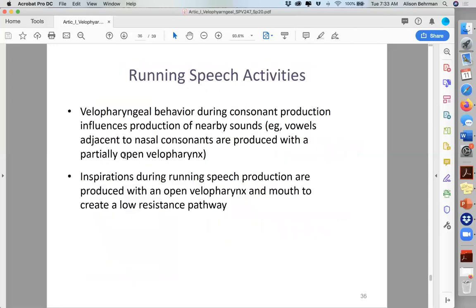Slide 36, during running speech, that is connected speech, when we're talking like I am now, the velopharyngeal port must open and close very rapidly to accommodate the different speech sounds and the non-speech inhalation. So I talk on a breath group, then I take a breath in, and the velopharyngeal port opens.